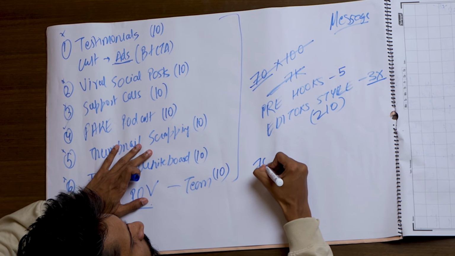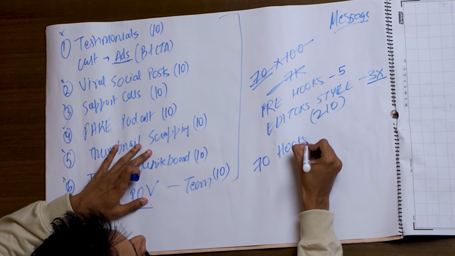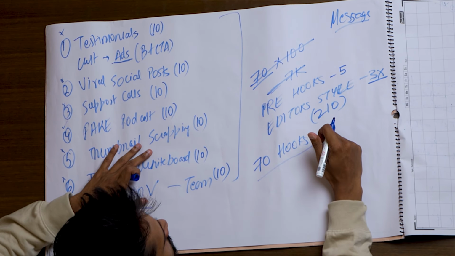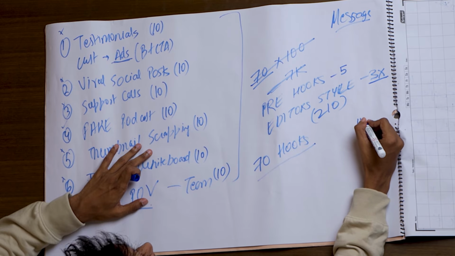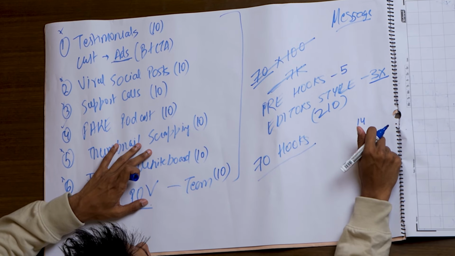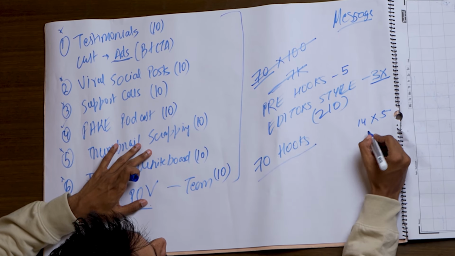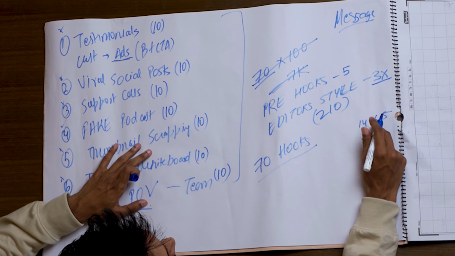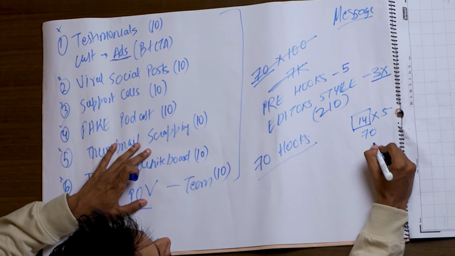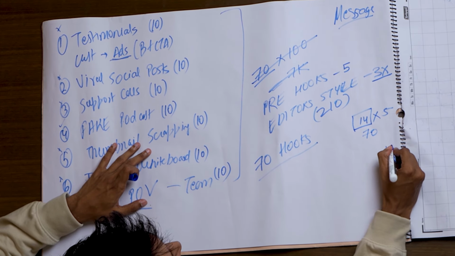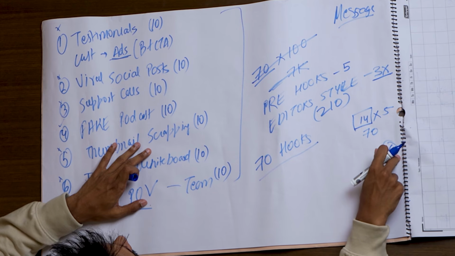You will have 70 hooks that we have already recorded. Now of these 70 hooks, let's say 14 work. You can apply pre-hooks to those 14 because we know they are working. So 14 into 5, now you have 70 more ads produced. Out of that, let's say 16 more work. Now you have 30 ads working together.